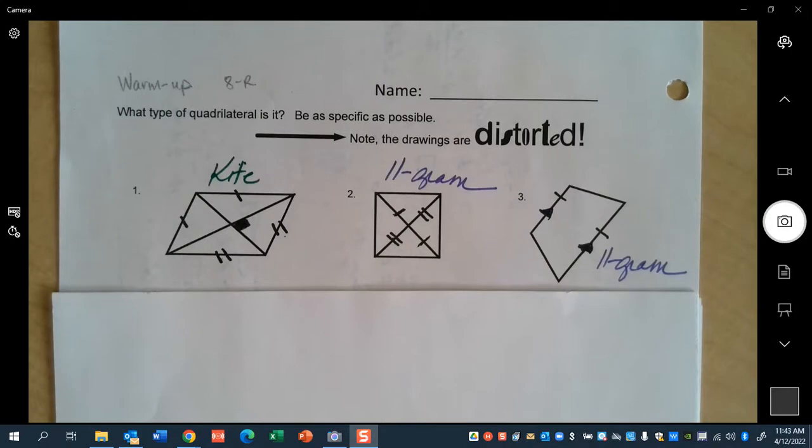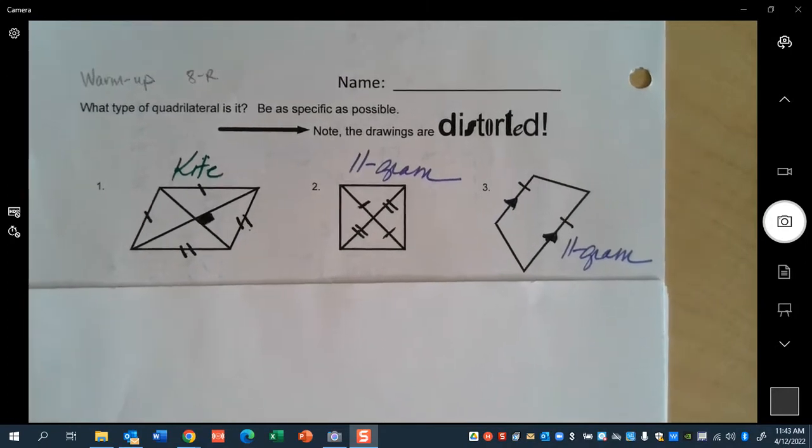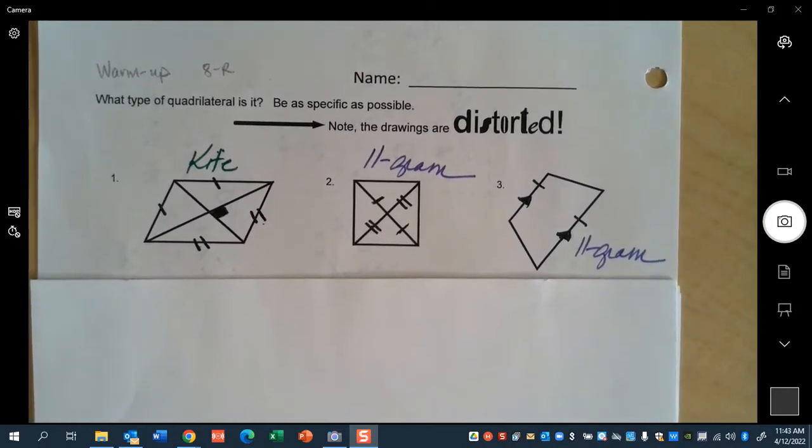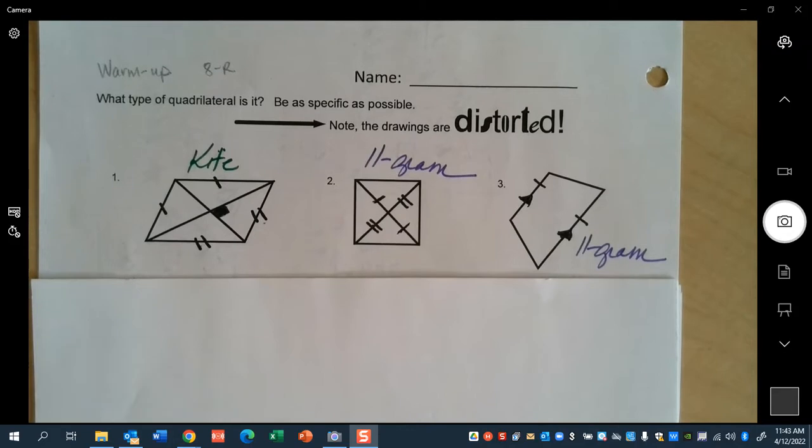Let's check our work and see how we did. 1, 2, and 3 I have as a kite, a parallelogram, and a parallelogram. So if all I have is bisecting diagonals, I can't go one step further and say whether it's a rectangle, a square, or a rhombus. I don't have any additional information. All I'm left with is parallelogram. It's not a trapezoid because the trapezoid's diagonals don't bisect.